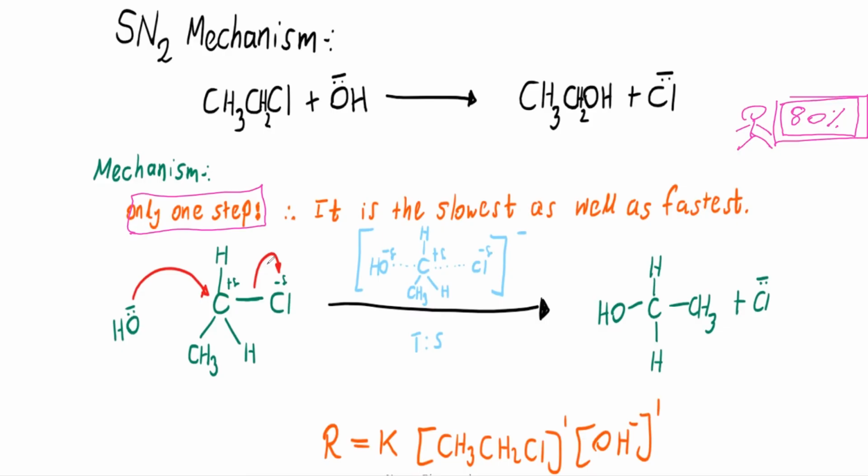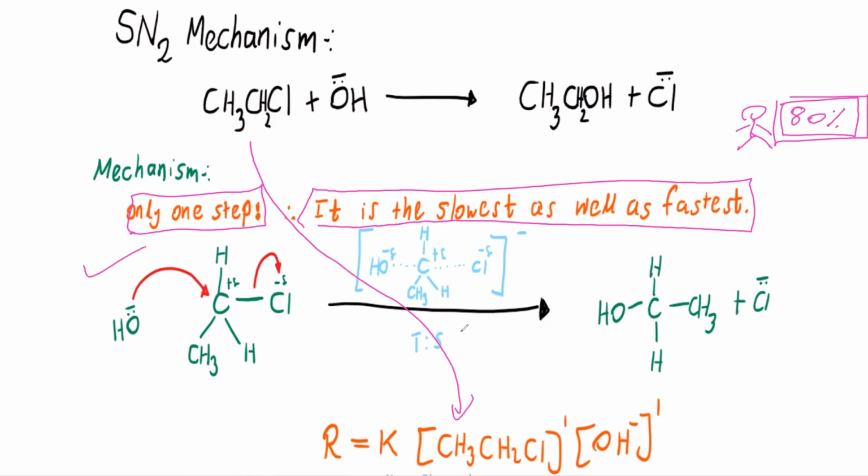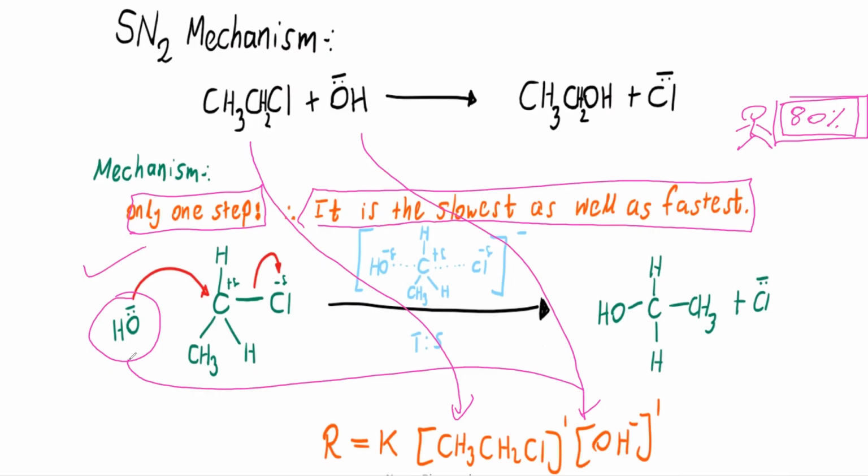What is the fastest step? This one. What is the slowest step? It is the slowest step as well. So when you have only one step, what will happen? Again, the reactants will appear in the rate law, but this is the slowest step, no? Anything you do to increase the rate of this step will increase the rate of the reaction. So therefore, the order with respect to OH minus ion is 1. The order with respect to the halogenoalkane is also 1.